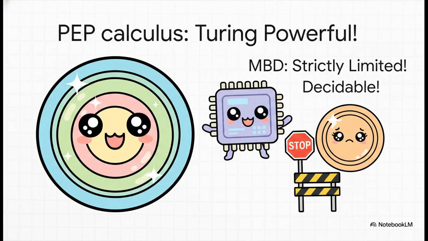And here is the absolute bombshell. Because the PEP model can infinitely increase its nesting depth through swallowing, it is Turing powerful. That means a simple cell membrane can theoretically run the exact same computational logic as the computer or phone you're using right now. It can compute absolutely anything that is mathematically computable. The MBD model, since it completely lacks that nesting depth, is strictly limited in its power, and its termination is always decidable. But the PEP model? It holds the boundless computational potential of a universal machine.